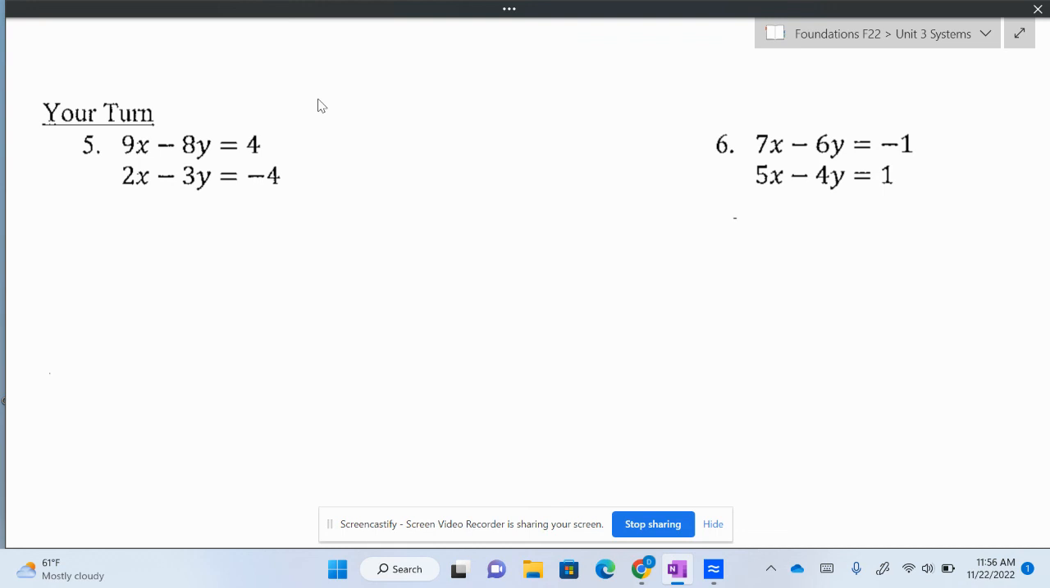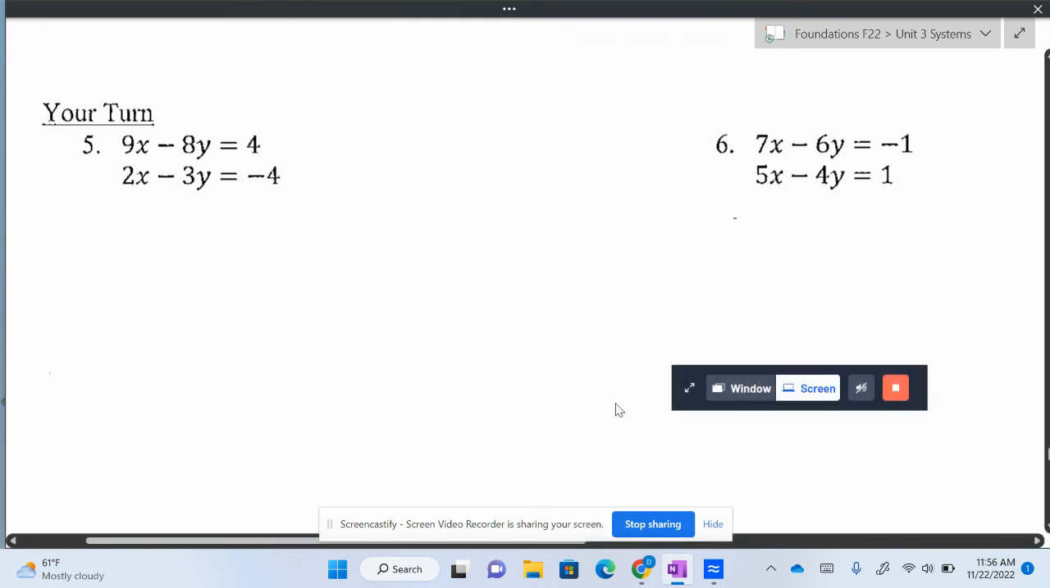Perfect. All right, that's great. Excellent job. It's 4, 4. 4 comma 4 is your solution. All right, Kate, you go up and do number 6.